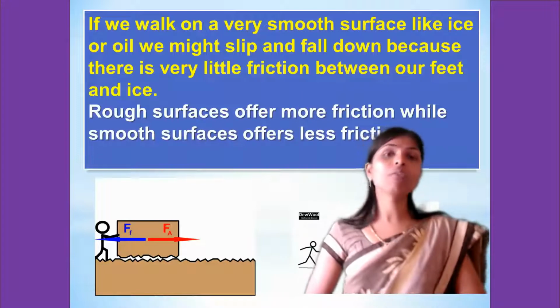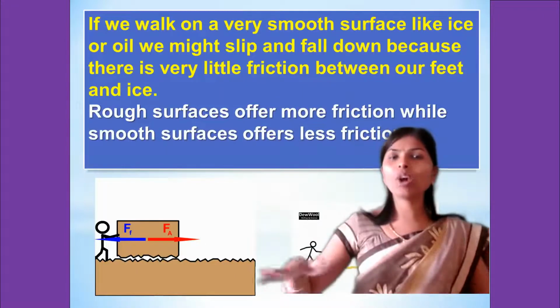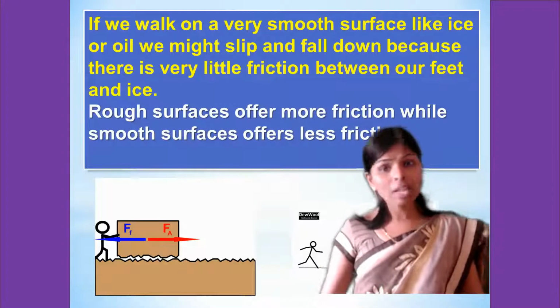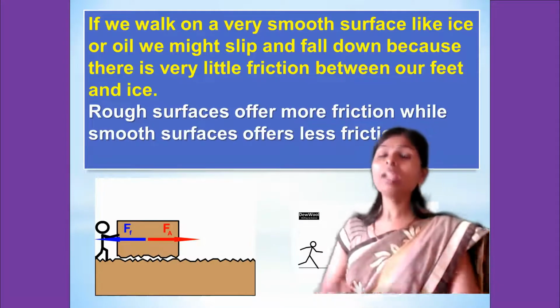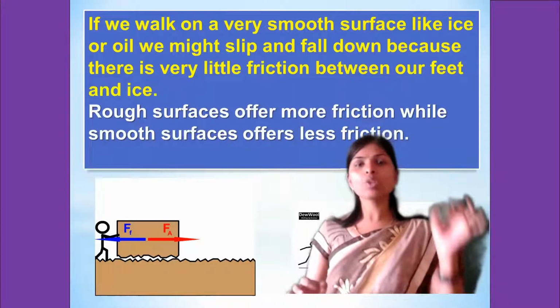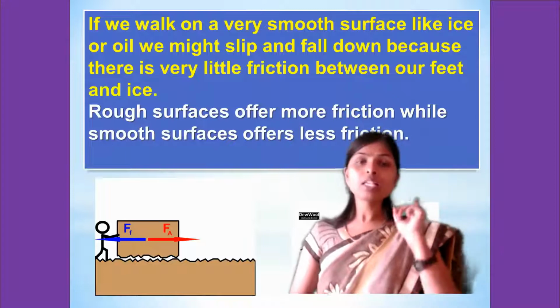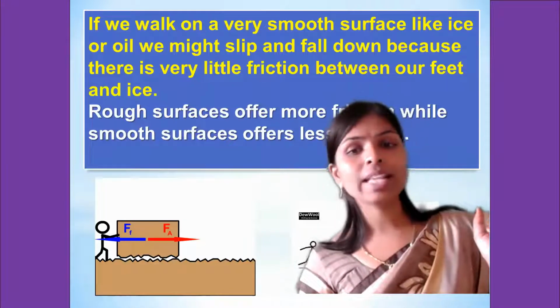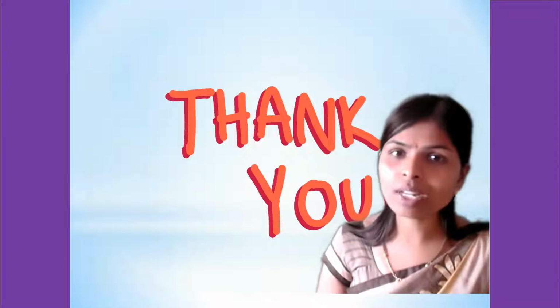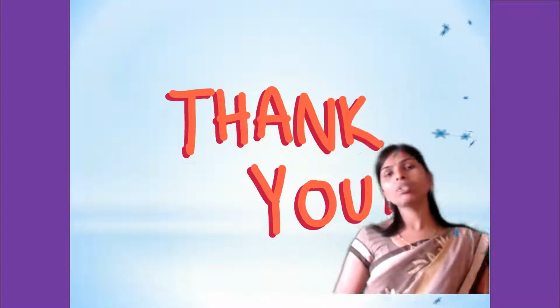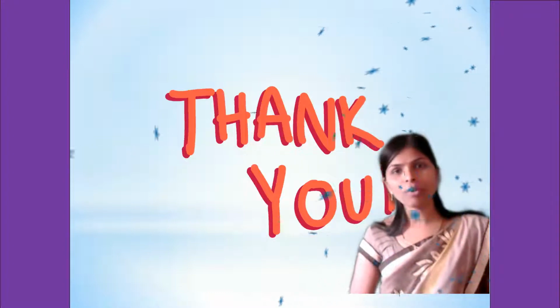If we walk on a very smooth surface like ice or oil, we may slip. This is because there is less friction. It means that a rough surface offers more friction while a smooth surface offers less friction. So my dear students, in this way we have learned about gravitational force and frictional force.